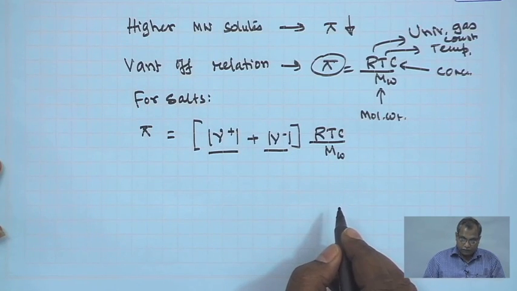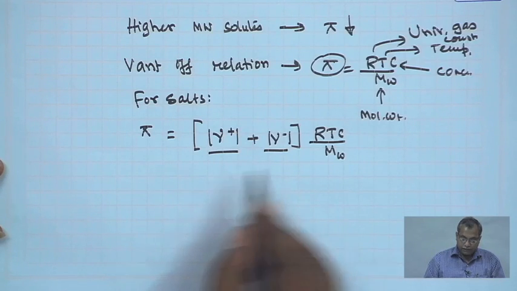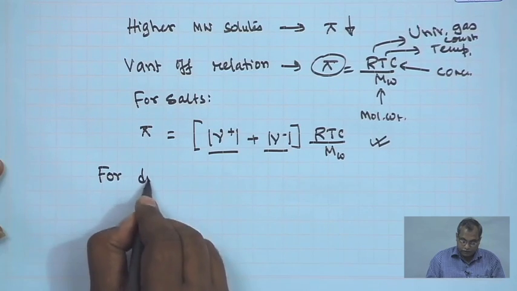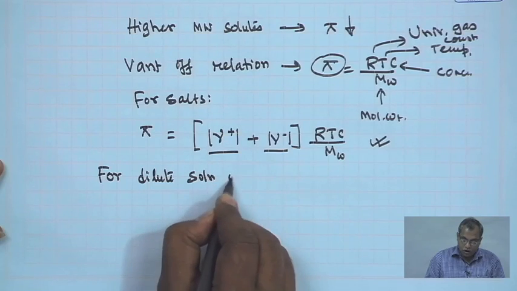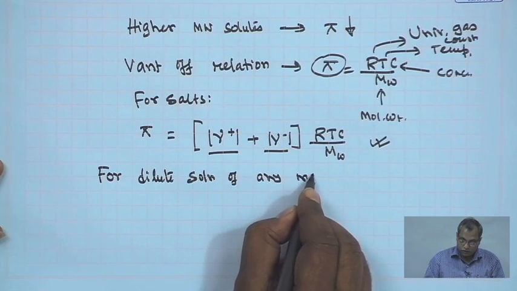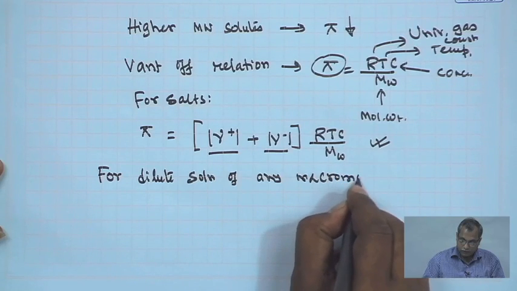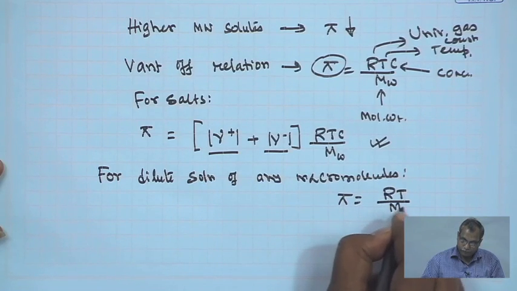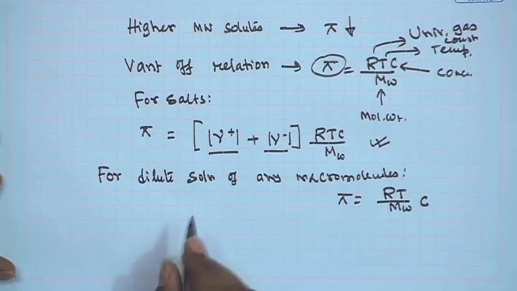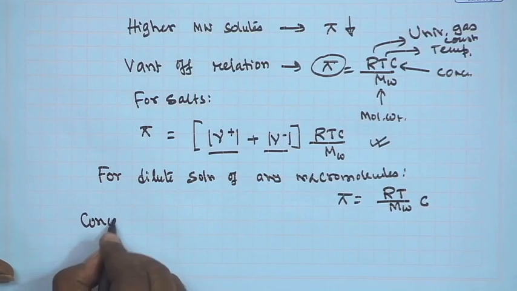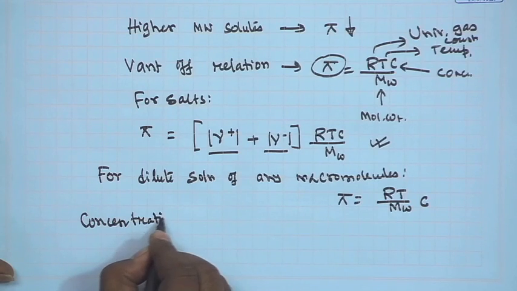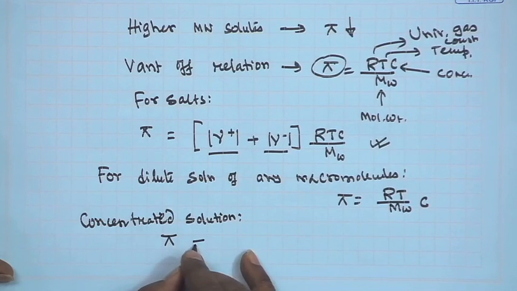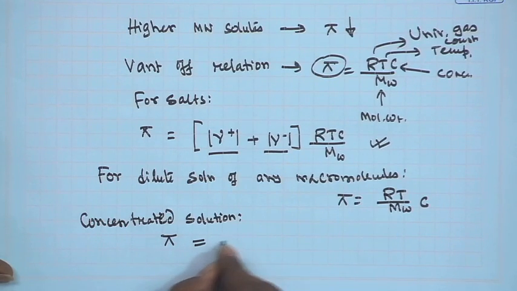So, if you are talking about salts, this linear relationship holds for dilute solutions. For dilute solutions of any macromolecules which are not salt, for example dye and other material, one can typically use the Van 't Hoff relation, which will be linear in nature. But if you are talking about a concentrated solution of a macromolecule, one will be using a polynomial of concentration.